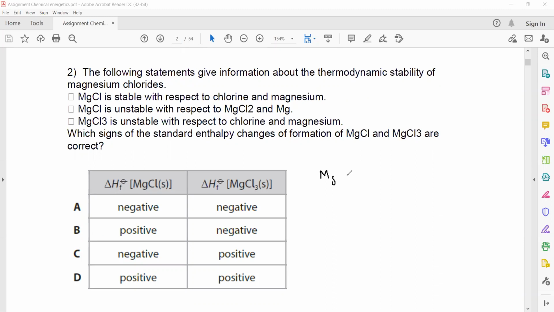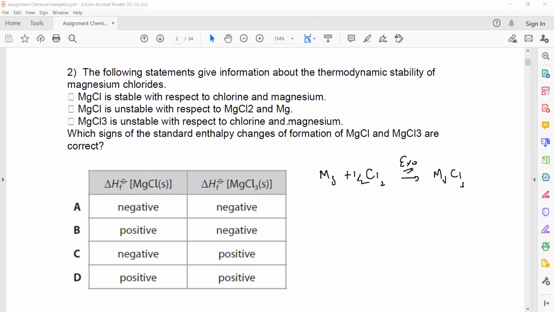C is the right answer. Magnesium reacted with chlorine to form 1 mole of magnesium chloride in a solid state. Because they mentioned it, magnesium chloride is stable with respect to magnesium and chlorine. So it means that this is having a low energy. The magnesium chloride will have lower energy as compared to Mg and Cl. So if lower energy, it will be exothermic.